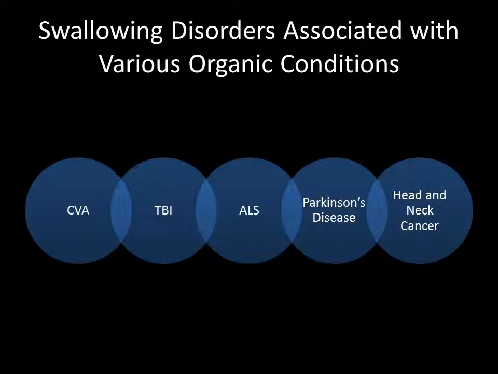TBI, which we discussed in the previous chapters, could be a result of a trauma, and those people can have changes in their neurological state which can affect swallowing. They may have a delayed swallow or absent swallow or a delayed response. ALS, which we talked about before, is amyotrophic lateral sclerosis, where there's weakness, and it can definitely affect swallowing and speech.